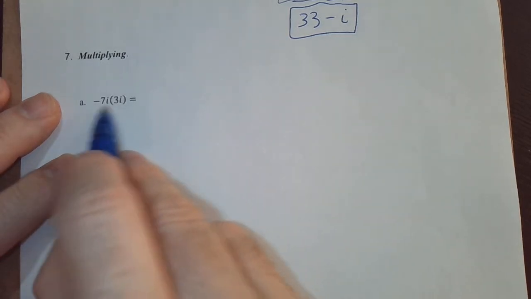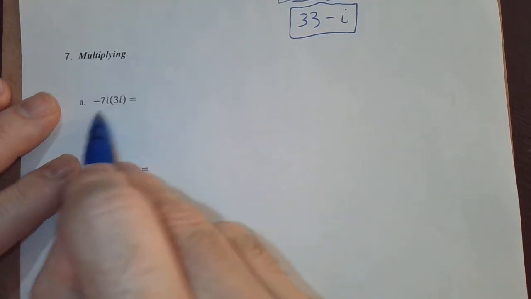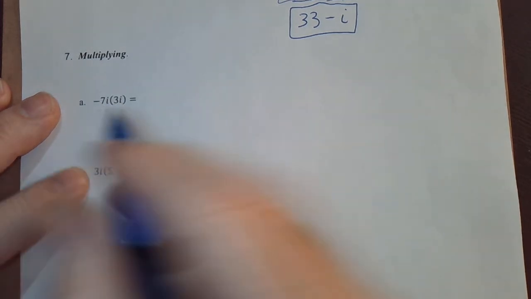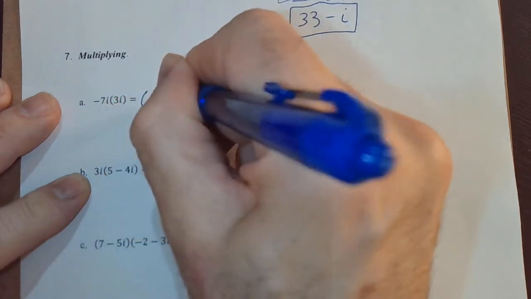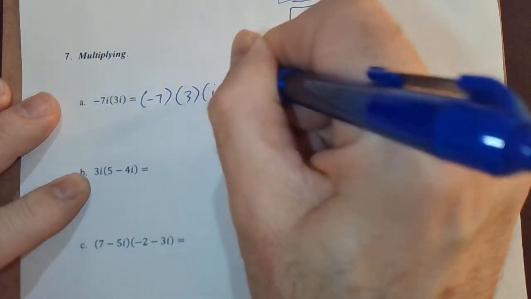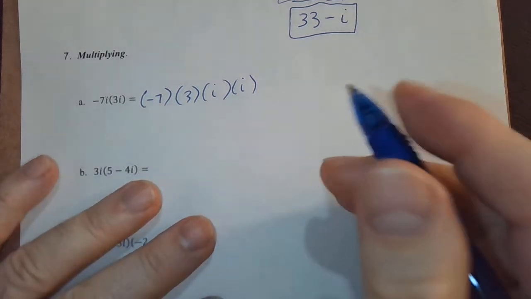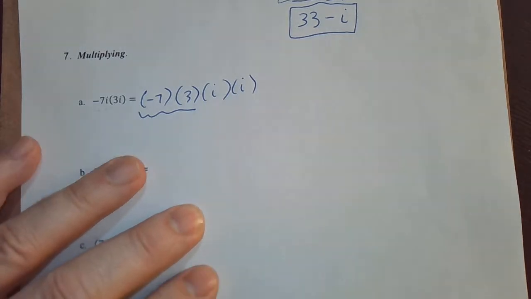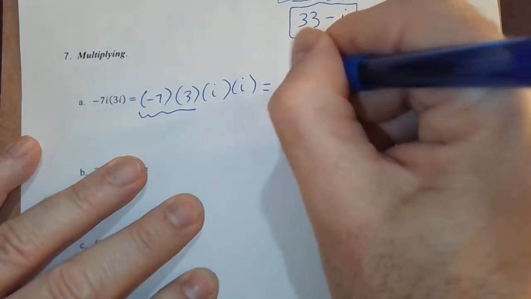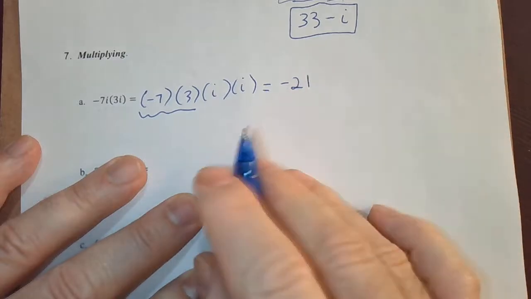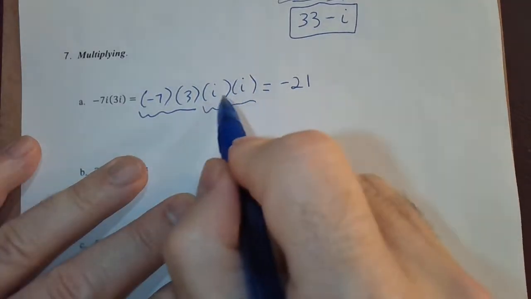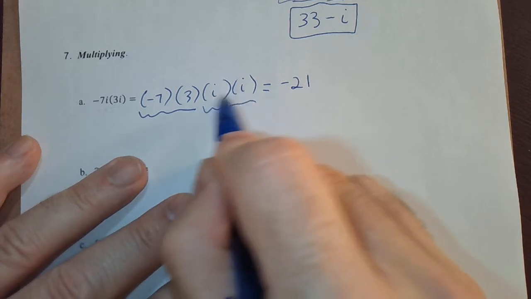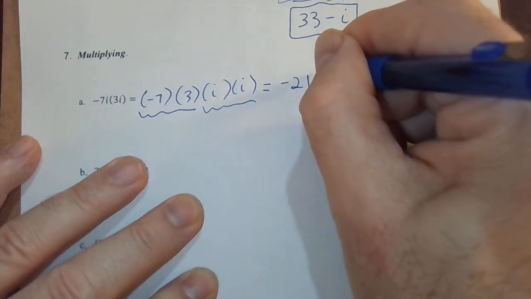So I could rearrange these four numbers. You were treating i like a number. It's a complex number. If I were to rearrange them, I could write it like negative 7 times 3 times i times i. I didn't need to put them all in parentheses, but I went ahead and did that. Well, this is easy. You multiply those two numbers together and you get negative 21. And what do you get when you multiply these two things together? Multiply a number by itself, you get a squared. i squared.